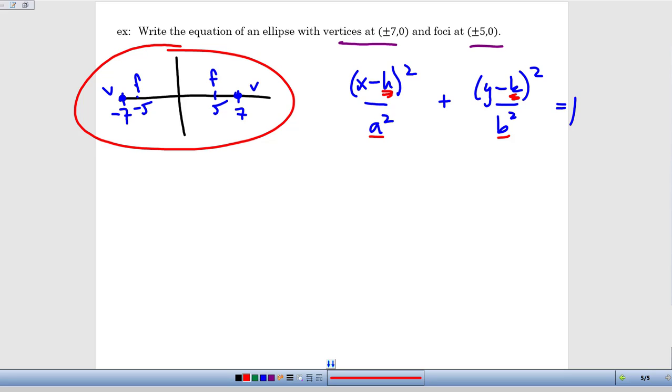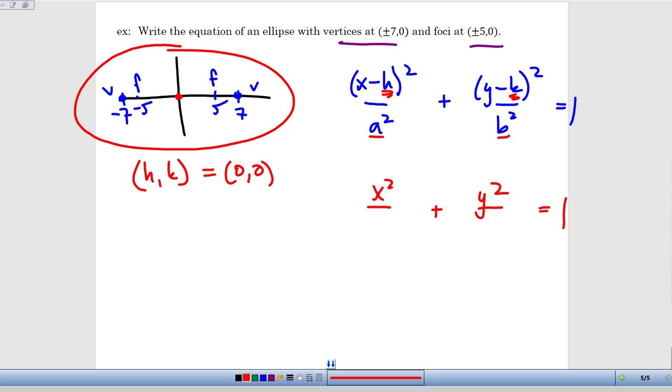Hopefully it's obvious that the center of this ellipse has to be at the origin, because it's going to be halfway in between the vertices. It's going to be halfway in between the foci. So that point is halfway in between all of those. So our center, h, k, is 0, 0. So that means in our equation, as we start to fill in this information, it's just going to be x squared in the numerator and y squared in the numerator. So we've got that much filled in. The h and k are 0 and 0.